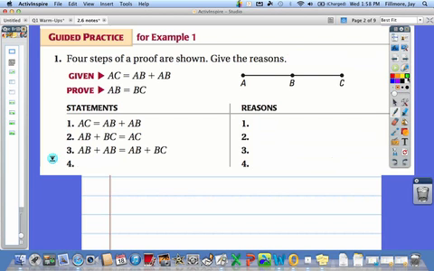For this particular problem, it says 4 steps of a proof are shown below. Give the reasons, so we need to fill in the missing reasons on the right. And actually, I'm going to ask us to fill in the missing statement at the bottom. Usually you're given some information. Here we're given that AC equals AB plus AB. You can see that AB over here is this half, and AC is the whole thing. So we're given a picture that helps. We're given some given information. And we want to prove that AB, the length of AB, equals the length of BC.